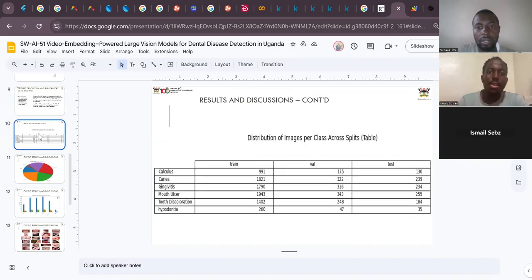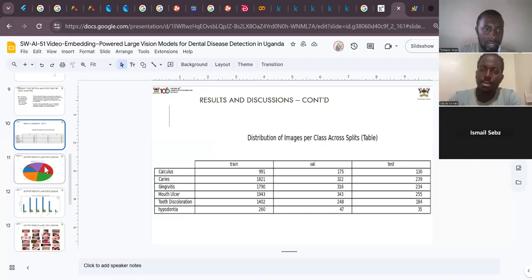Next slide. So now I'm going to call in Ismail to take on the next part. These are the classes. These are the images we got. We divided them into 3 sets: the training, the validation, and the testing data. These are the different cases for tooth conditions like calculus, then caries, and others. And these are the images for each class we had. For example, the first class we had 991 for training, then for validation 175, then for tests 130.